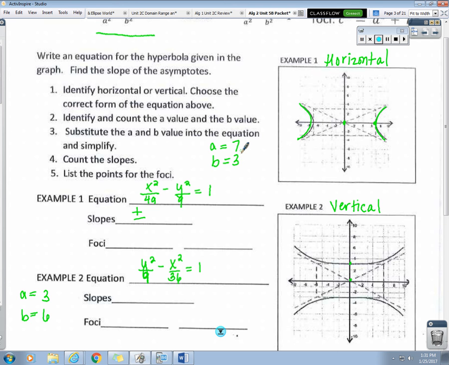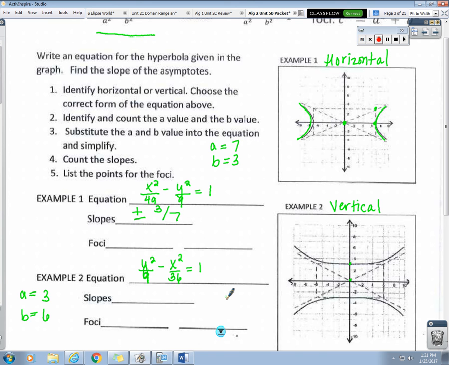You just have to decide, is it 7 over 3 or 3 over 7? Well, look, to get from the center to this point on the edge of the box, do you go up 3, right 7, or up 7, right 3? You rise 3 and you run 7. So isn't that a rise of 3 and a run of 7?